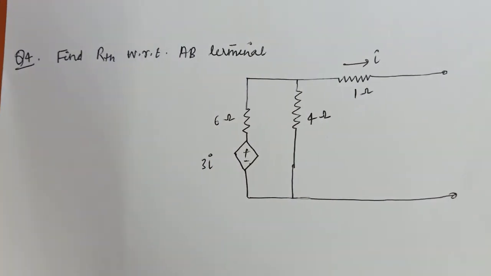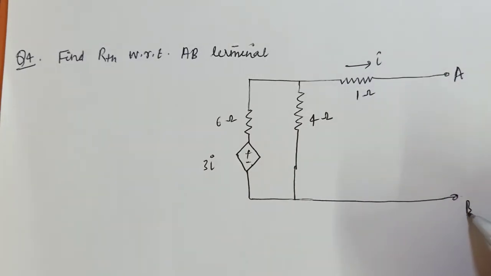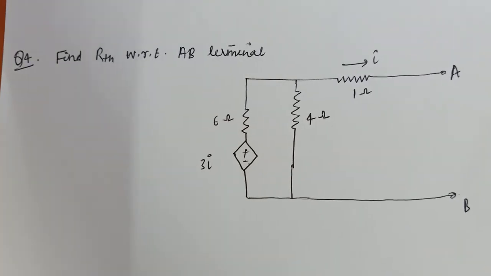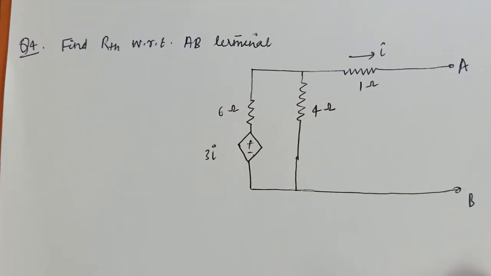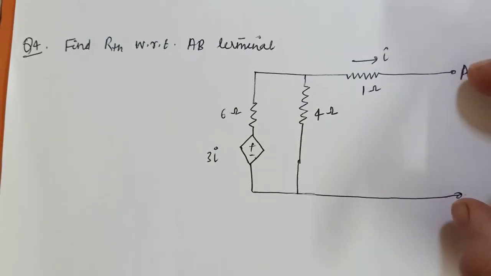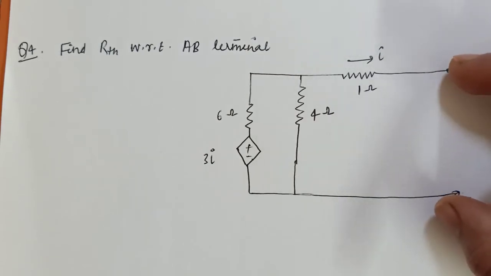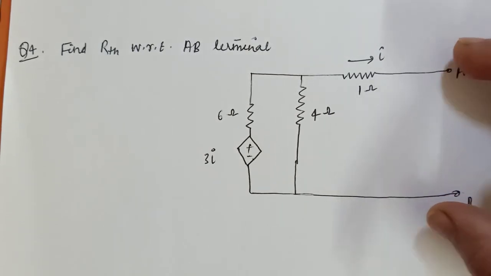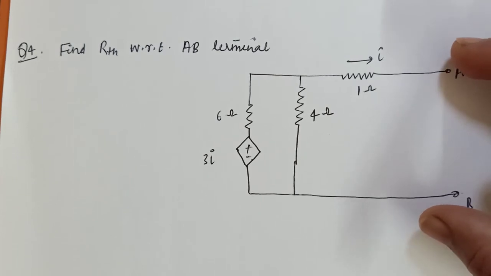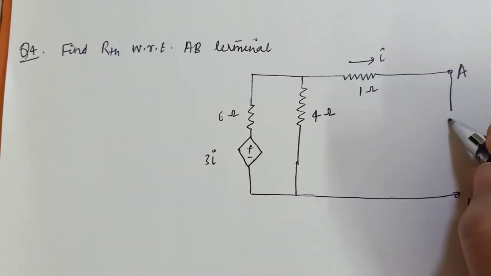So for finding the RThevenin, what is the procedure? Across the AB terminal, you connect either a 1 ampere current source or a 1 volt voltage source. Then solve the circuit. If you are connecting the 1 ampere current source, then find the voltage across this. The voltage divided by the assumed current will be your RThevenin. If you are assuming the 1 volt voltage source, then find the current, then 1 divided by whatever current you have found will be your RThevenin. So let's say here in this question I am assuming a 1 volt voltage source.